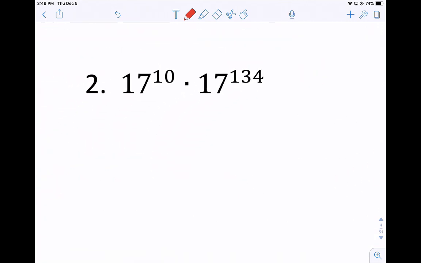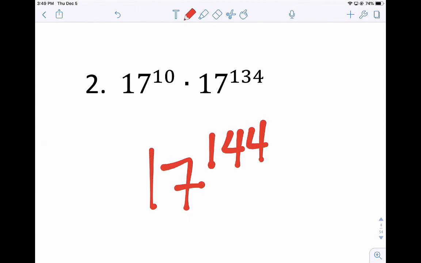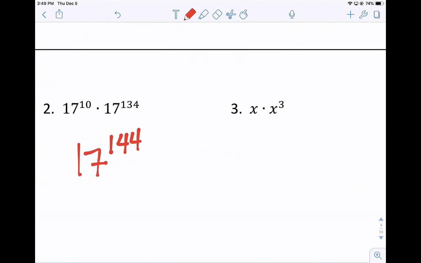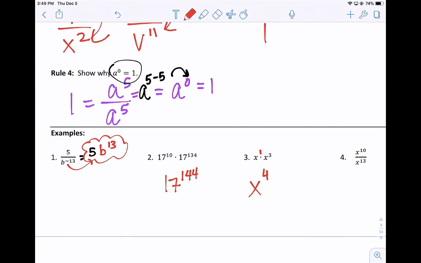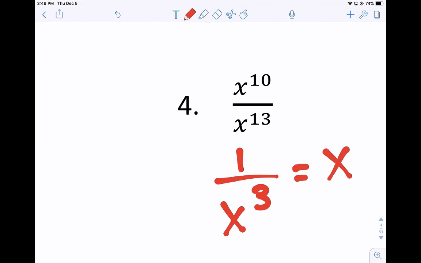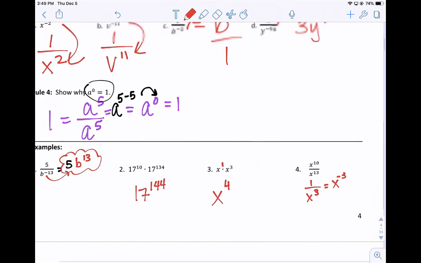Here we have the same base being multiplied. So if we were to write it out, we would have 17 to the 1/44th power. Our next one, we have x to the first power times x to the third, so that's x to the 4th power. Here we have 10 x's on top and 13 on the bottom, so when we cancel, we have 3 left on the bottom. Another way to write that is x to the negative 3 power.